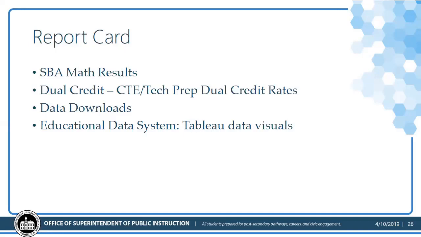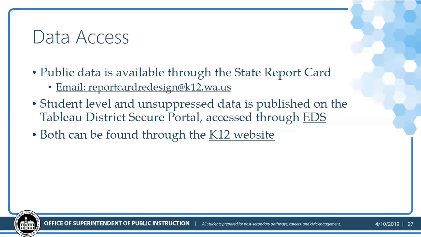So this is Jeff here. I'm going to show everyone a couple of different data tools that you have to look at both math and CTE results. First one is a report card. Hopefully folks are familiar with the old one, maybe the new one, where you can see SBA math results. You can also see dual credit results and the percentage of students that take CTE tech prep classes. And then the other system is the educational data system, also known as EDS, where you can look at some student level data and some other data. So first we're going to look at the report card.